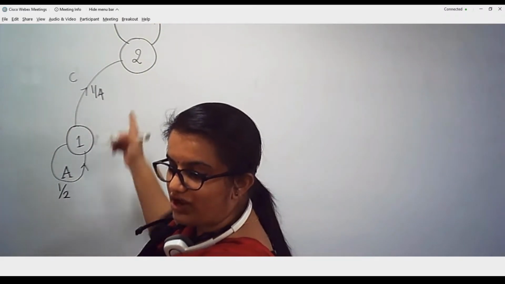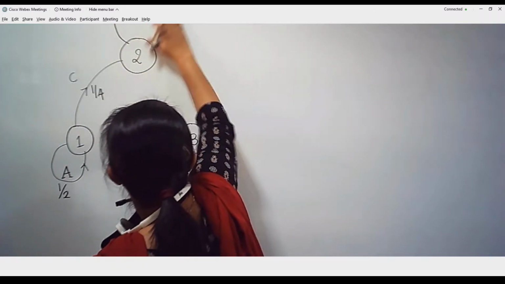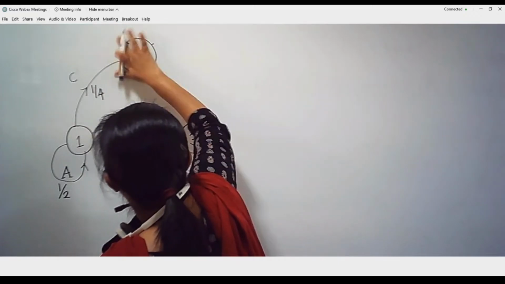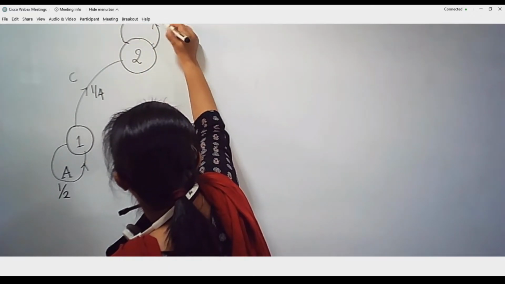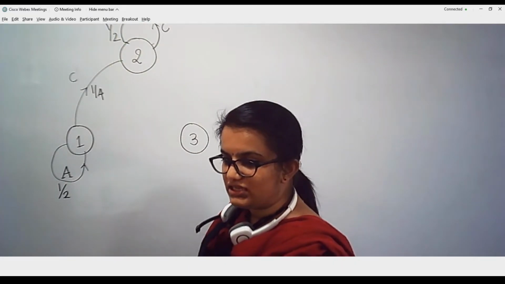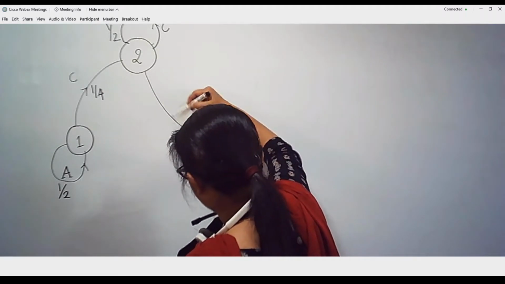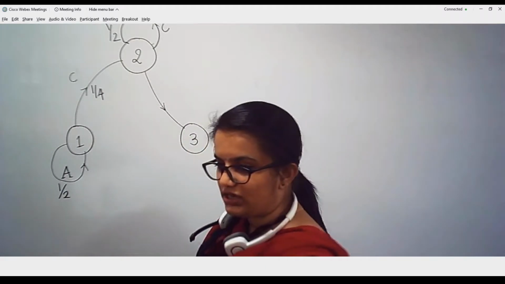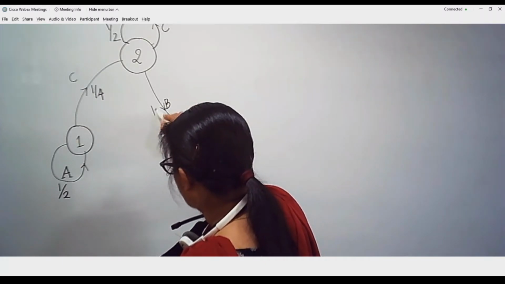Then from state 2, I can move to state 3. I don't know whether you can see the self loop. Pardon me, I am going to rewrite this. This is the self loop generating letter C with a probability half. Then from state 2, I can move to state 3, generating the letter B with a probability 1/4.